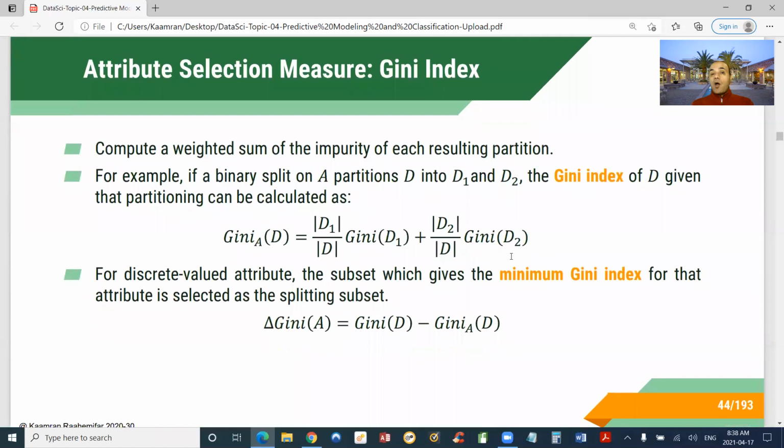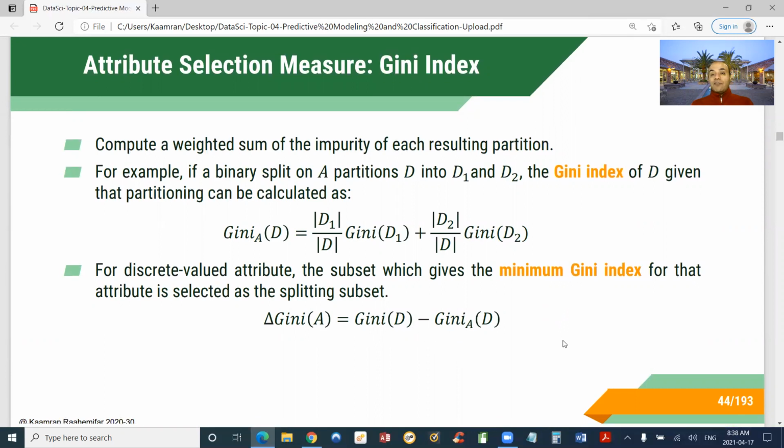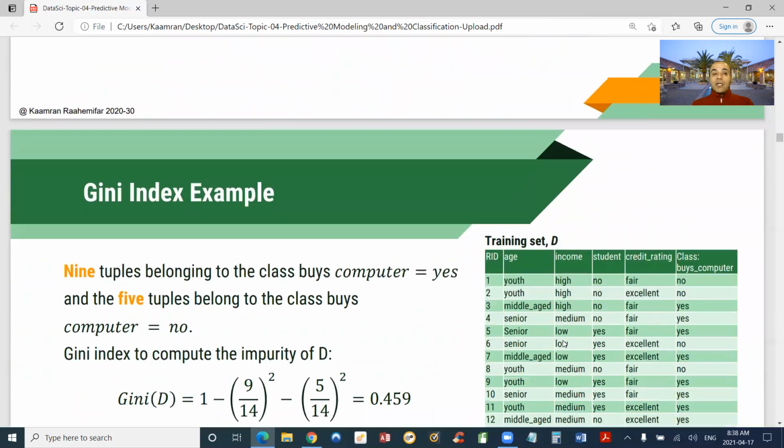Compute a weighted sum of impurity of each resulting partition. I'm going to showcase this in an example. So we are going to calculate the Gini of A, and then we're going to calculate the difference. Once again, similar to the gain that we have discussed in the past.